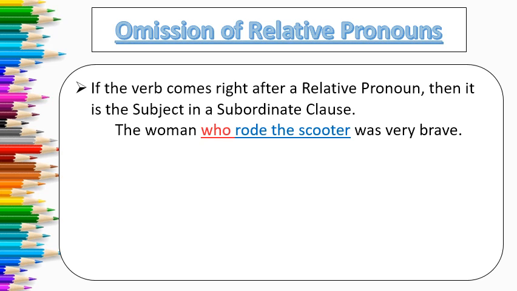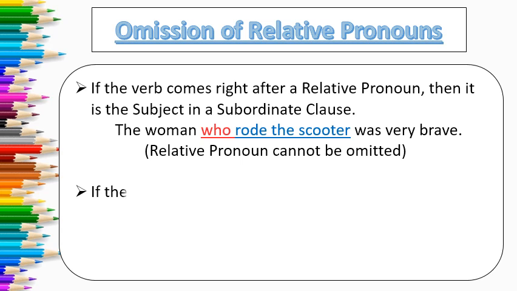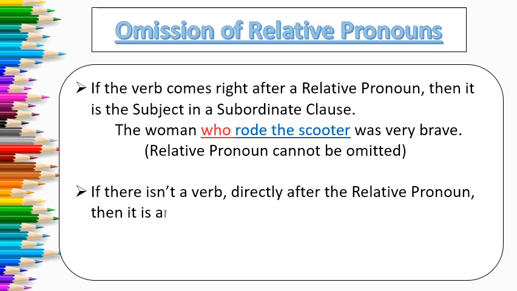As you cannot see any subject in this clause, in this case that particular relative pronoun will work as the subject in this clause. So in this case, the relative pronoun cannot be omitted. Now let us see another rule. If there isn't a verb directly after the relative pronoun, then it is an object in a subordinate clause.